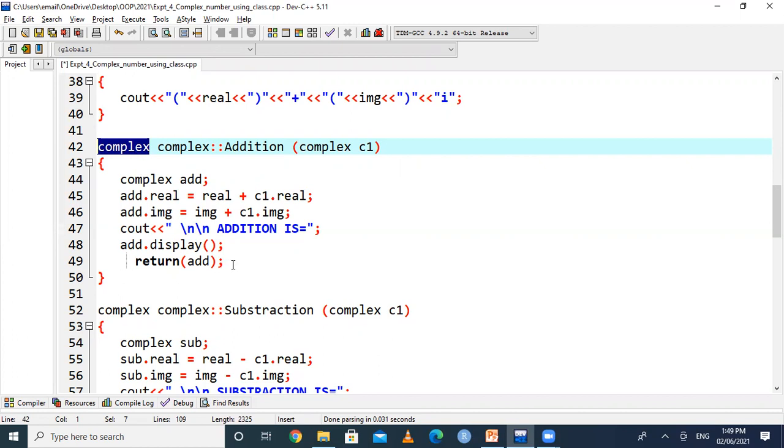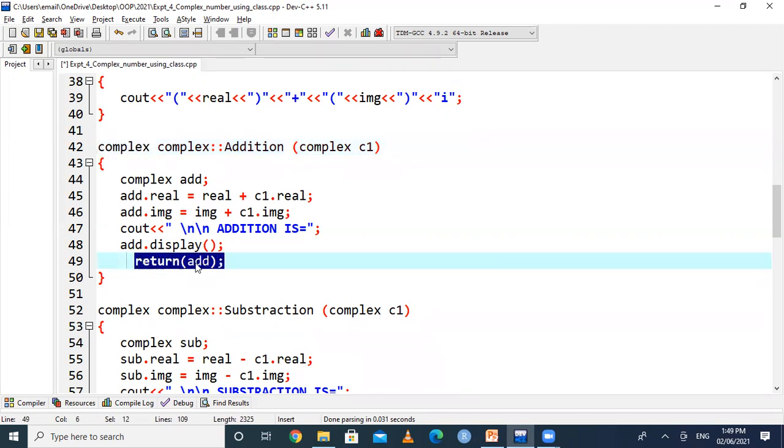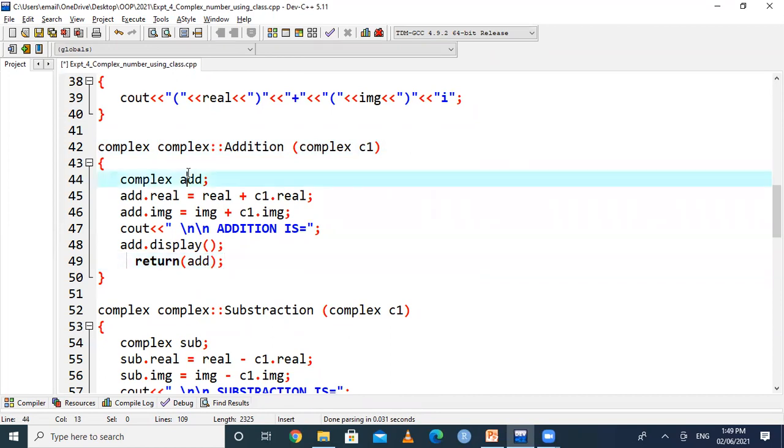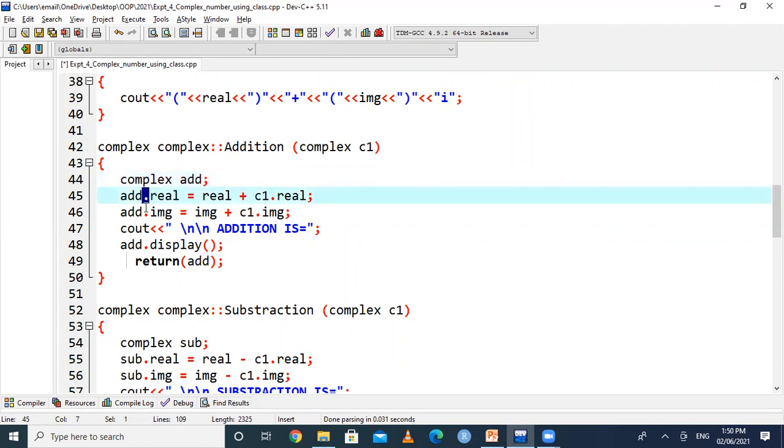This particular definition ends with a return statement, because the return type is other than void. So we end this function definition with return add in brackets. Here we declare an object add, which is of class type, or complex type. The real and imaginary variables are declared inside the class, so to access them using the object add, you have to use the dot operator. You write add dot real and add dot imaginary.